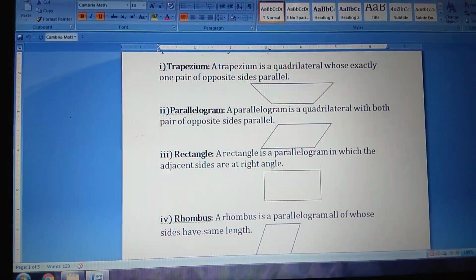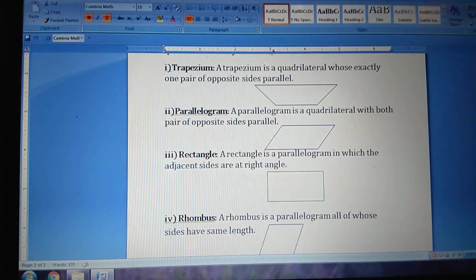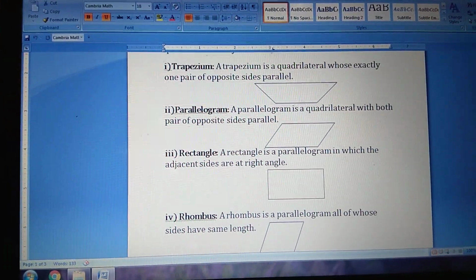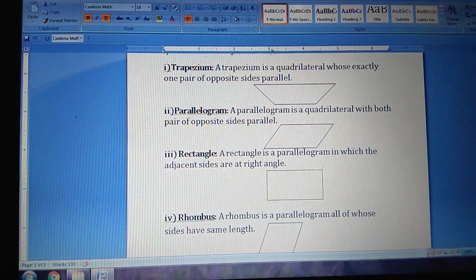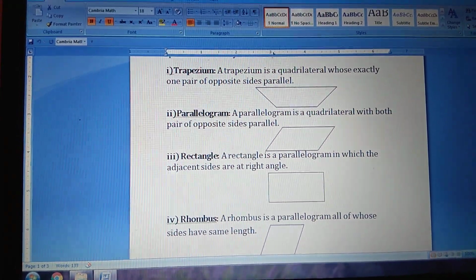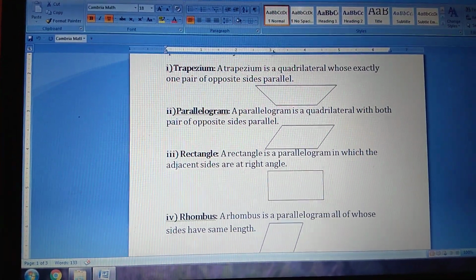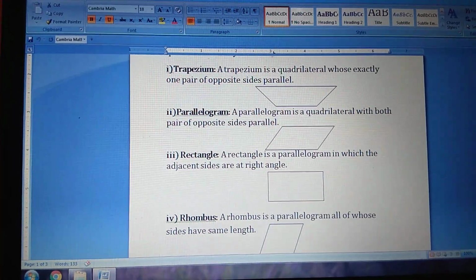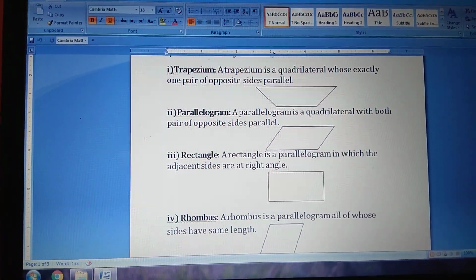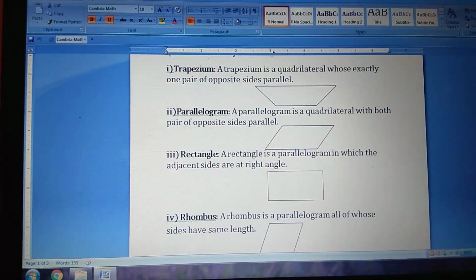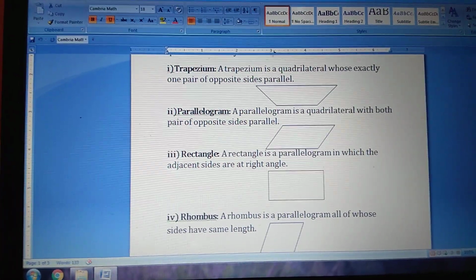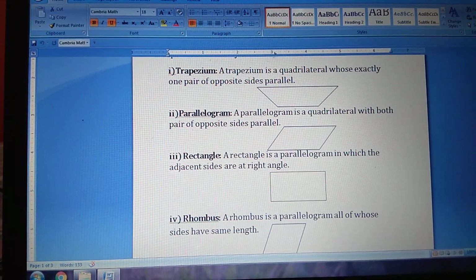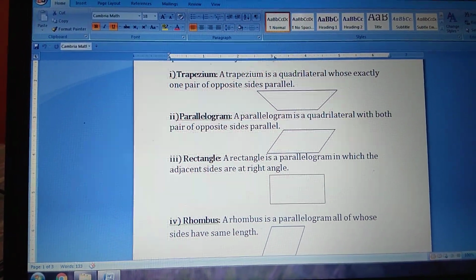So whenever you copy this in your notebook, please draw the figure and use a ruler and pencil to draw the figure. Don't use a pen to draw the figure, because in geometry you have to draw the figure using pencil and ruler. In exam, if definitions are asked and it is not mentioned to draw the figure, then also you have to draw the figure. It's compulsory to draw the figure.